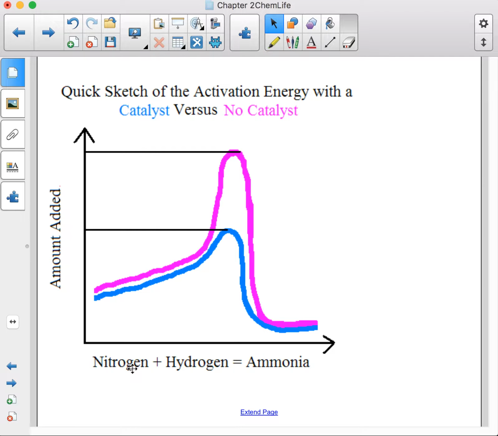But if it's just room temperature, it's going to be a pretty slow rate. It's going to be a really boring thing to watch. So that's why we use catalysts.